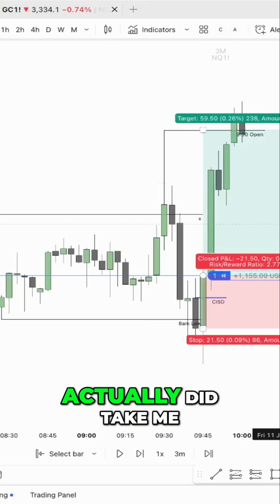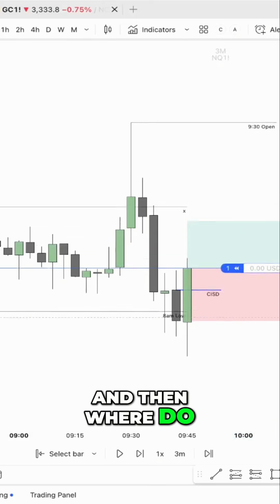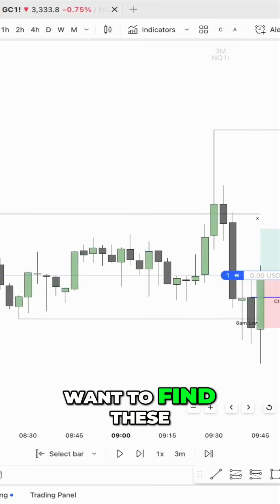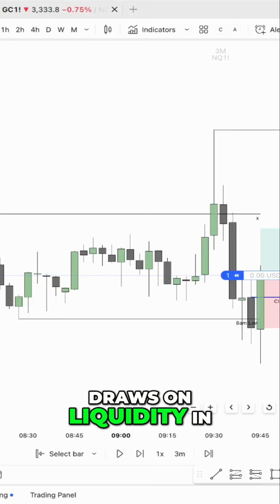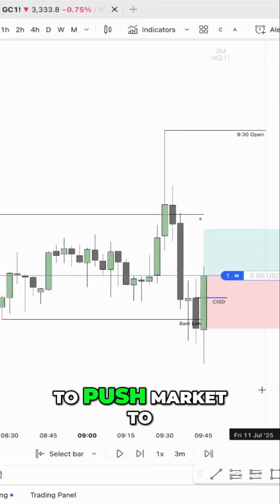And so this trade actually did take me out for a beautiful 2.77R. And then where do I target next? Well, this is where you want to find these swing points or potential draws on liquidity in order to validate a trade, where you can see market makers trying to push market to.